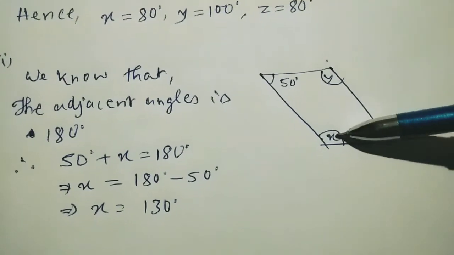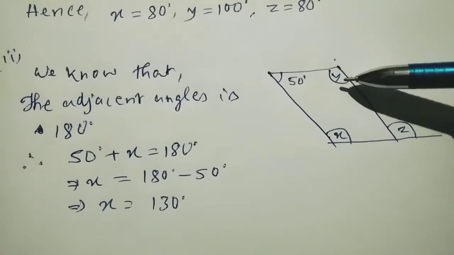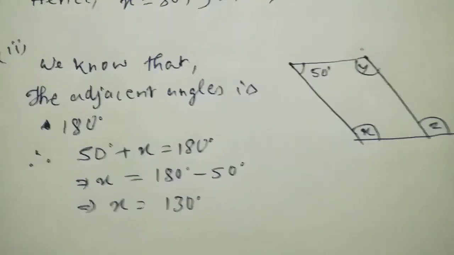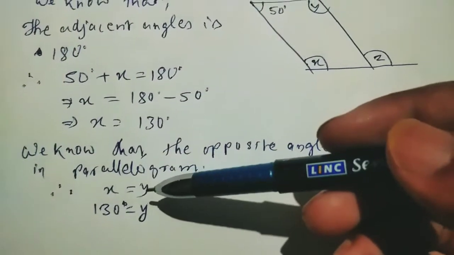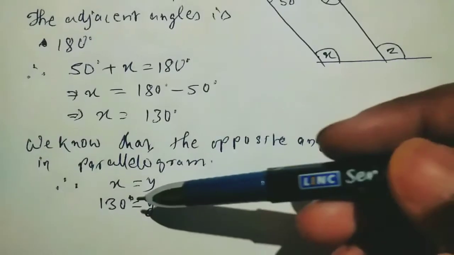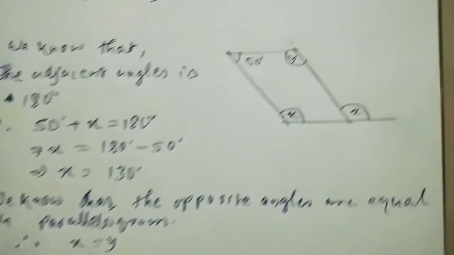Now y will be what? You can see these are opposite angles, that means y is also 130 degree, because opposite angles are also equal. So students, we know that the opposite angles are equal in parallelogram. So x equal to y. So angle x equal to angle y. So x is 130. That means y is also 130 degree. Understood? Now we'll find the z.